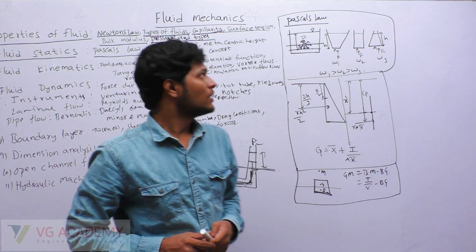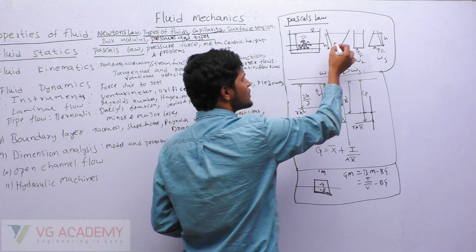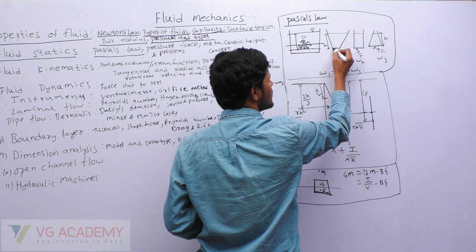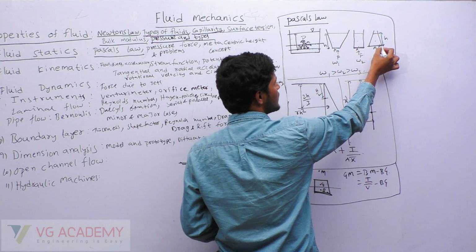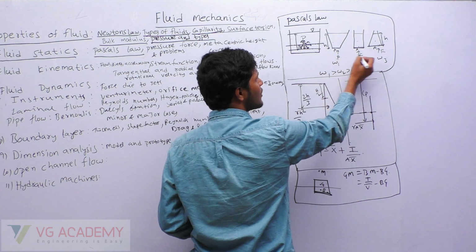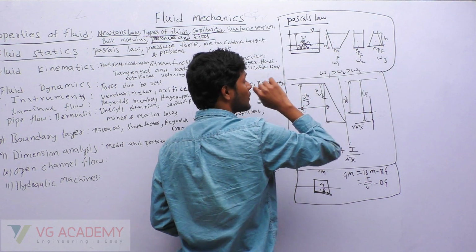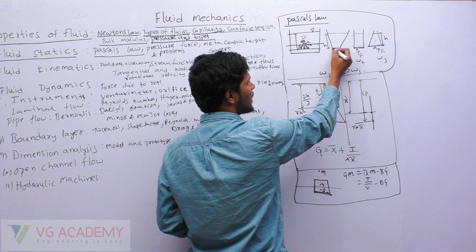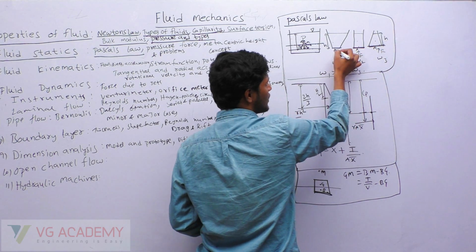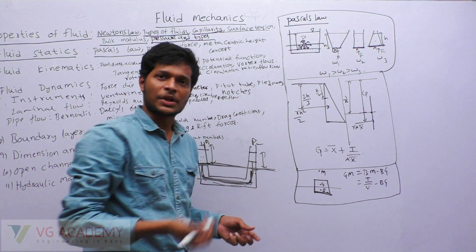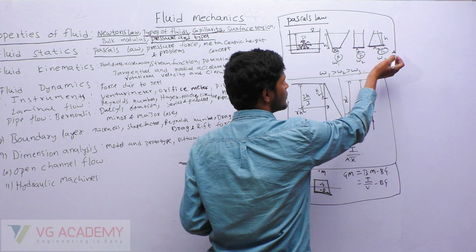Okay. Next, Pascal's paradox. What is Pascal's paradox? Here you can see three types of vessels with the same base area. These three will have the same force, because pressure at any height is the same. By Pascal's law, pressure at a height is the same throughout this length. So all these will have the same pressure and the same area. So force is equal to pressure into area. So all of these will have the same amount of force.